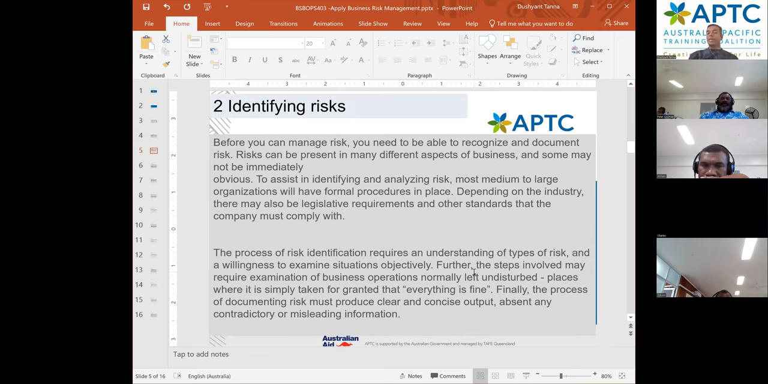Cool. So everyone got a fair understanding of what is risk? Yeah. Now, the important part is identifying risk. Before you can manage risk, you need to be able to recognize and document risk. Risk can be present in many aspects of business and some may not be immediately obvious. To assist in identifying and analyzing risk, most medium to large organizations will have a formal procedure in place.